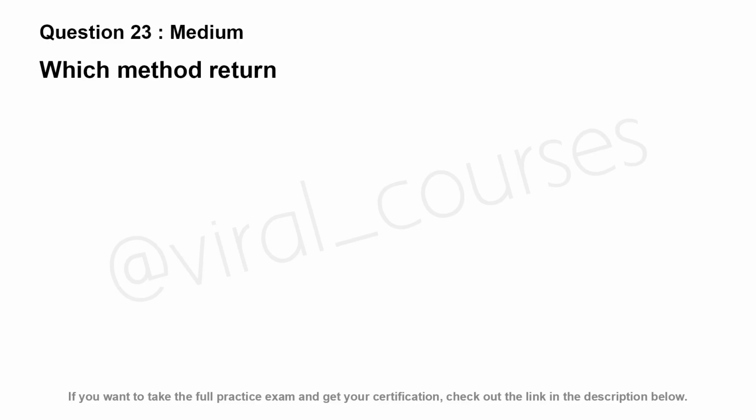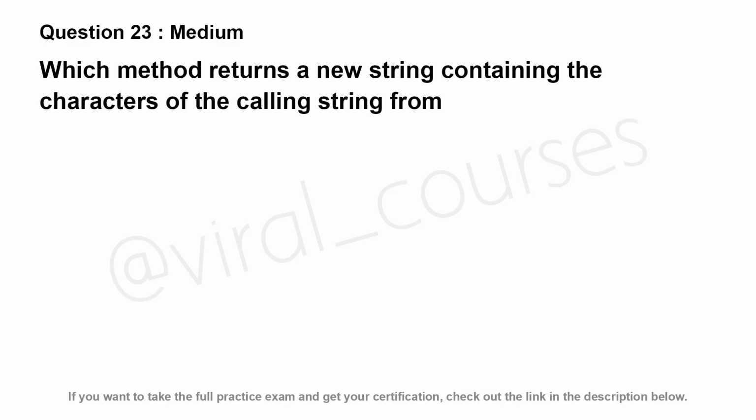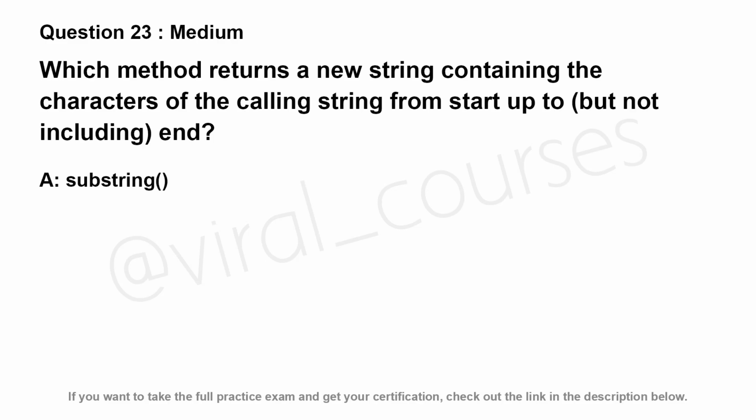Which method returns a new string containing the characters of the calling string from start up to, but not including, end? Option A, substring. Option B, slice. Option C, both A and B. Option D, subster.